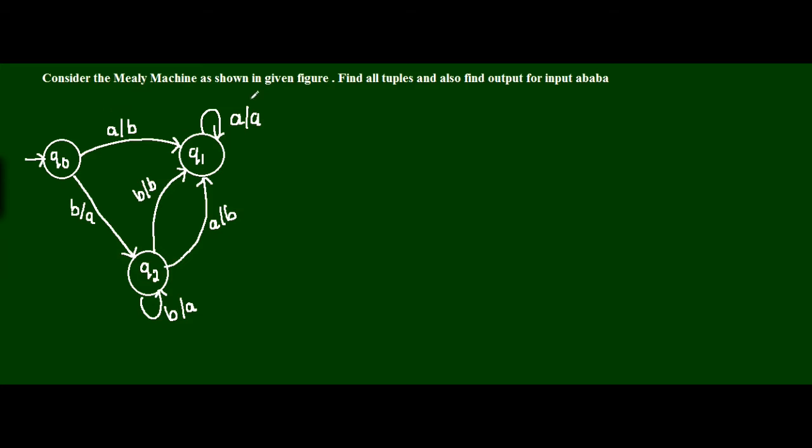In this lecture, I am going to find all tuples of a Mealy machine, and also I am going to find the output for the input symbol ABA. Now the first tuple, that is Q, is a finite non-empty set of states. So here I have three states, Q0, Q1 and Q2.